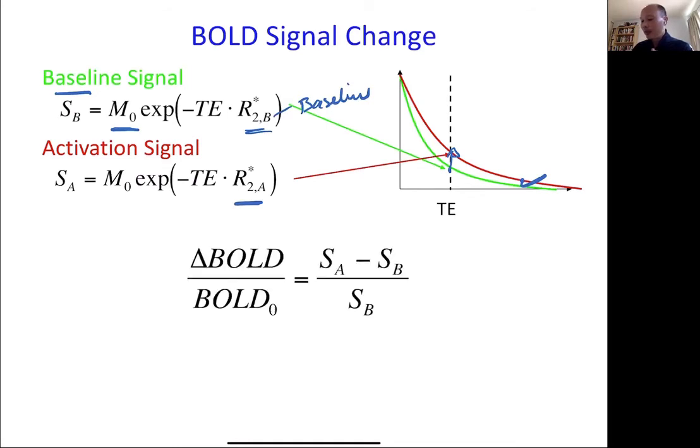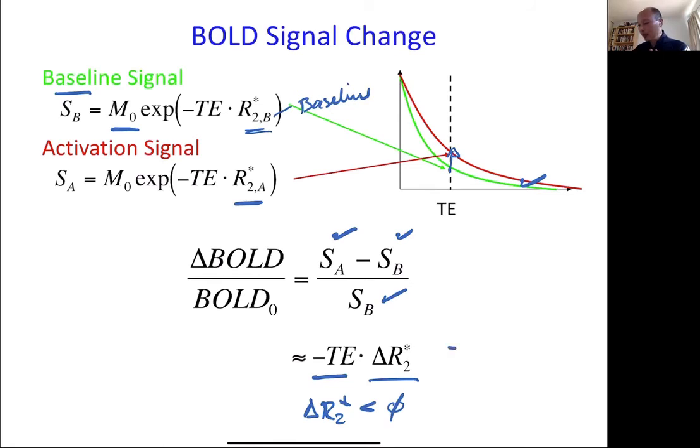Typically we look at the BOLD relative change, or the percent change. That's equal to the activation value minus the baseline, divided by baseline. It turns out that's roughly proportional to minus TE times delta R2 star. And typically for most experiments, delta R2 star is less than 0, so we typically see a positive BOLD change. That's not always the case, but the most prevalent change we see is a positive BOLD change, because the relaxation rate with activation tends to decrease, such that delta R2 star is less than 0. Usually.